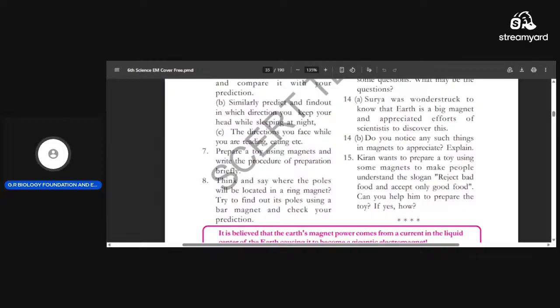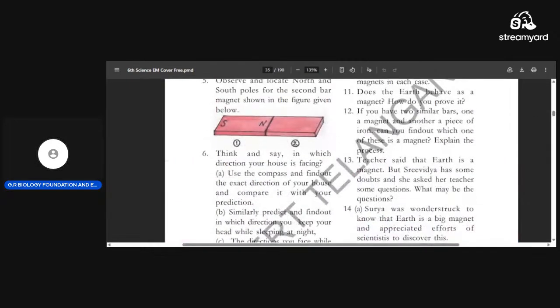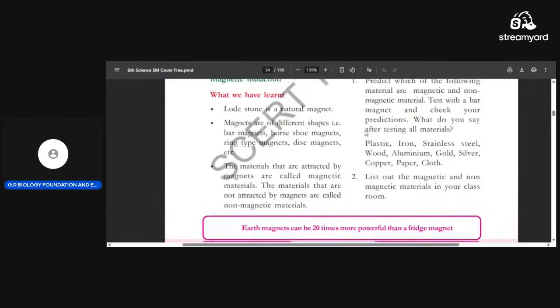Kiran wants to prepare a toy using some magnets to make people understand the slogan, reject a bad food and accept a good food. Can you help him to prepare? Yes. So south to south side when we keep, we have to write reject bad food. And north-south or south-north side we have to keep good food, accept. Okay, unlike poles, attraction is there, that is good food, accept. Like poles, repulsion is there, that is bad food, reject. So with that we can arrange.